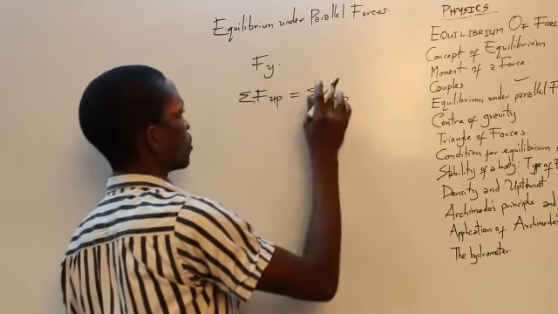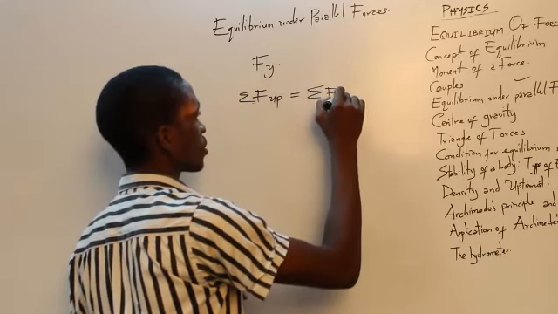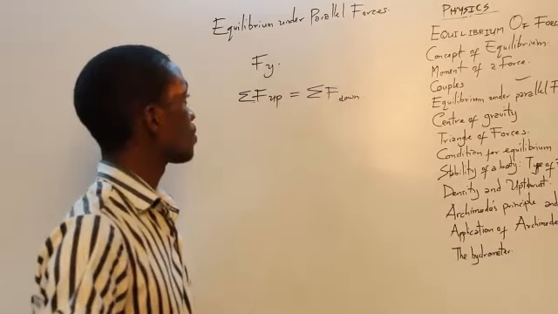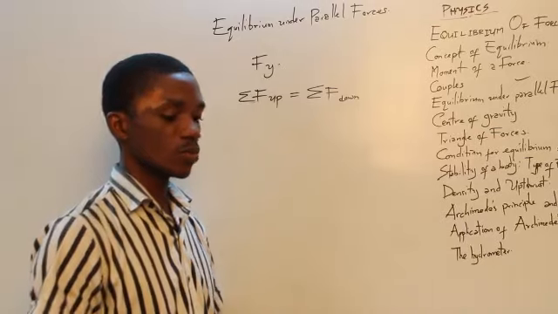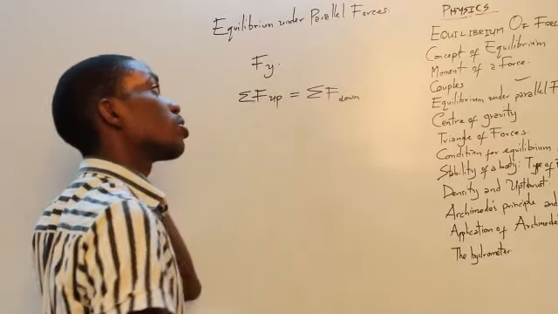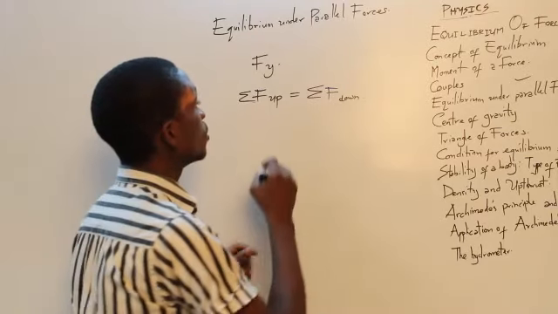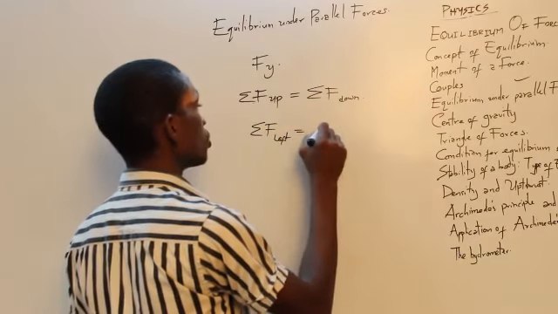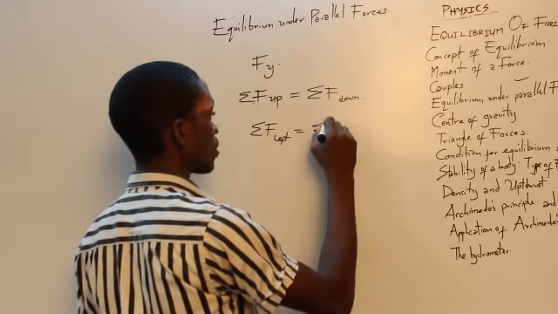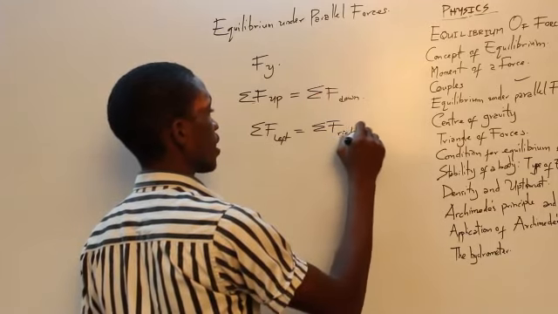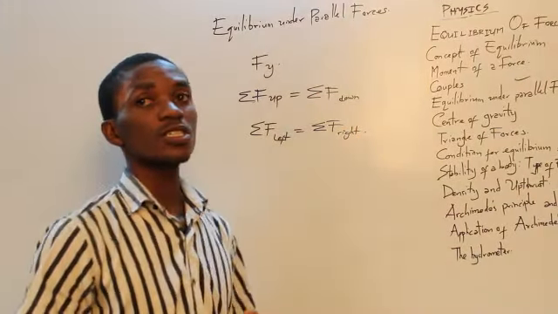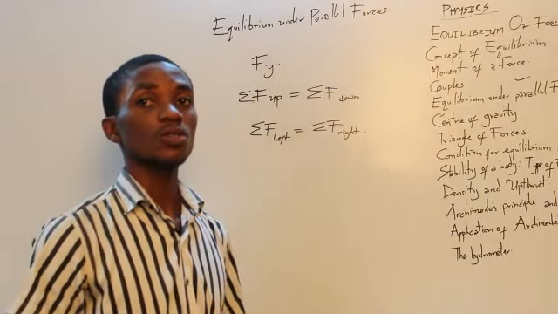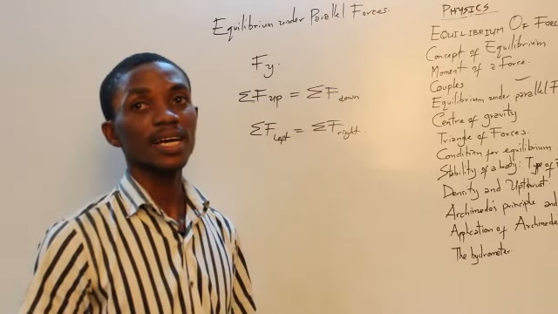Summation of force upwards should be the same thing as summation of force downwards. And also, another thing to take note of when we're working with moments is, apart from the fact that upward forces must always be equal to downward forces, also summation of forces on your left hand side should also be equal to summation of forces on the right hand side. Summation of forces that swing in your left hand side direction should also be equal to the summation of forces that swing in your right hand side direction.